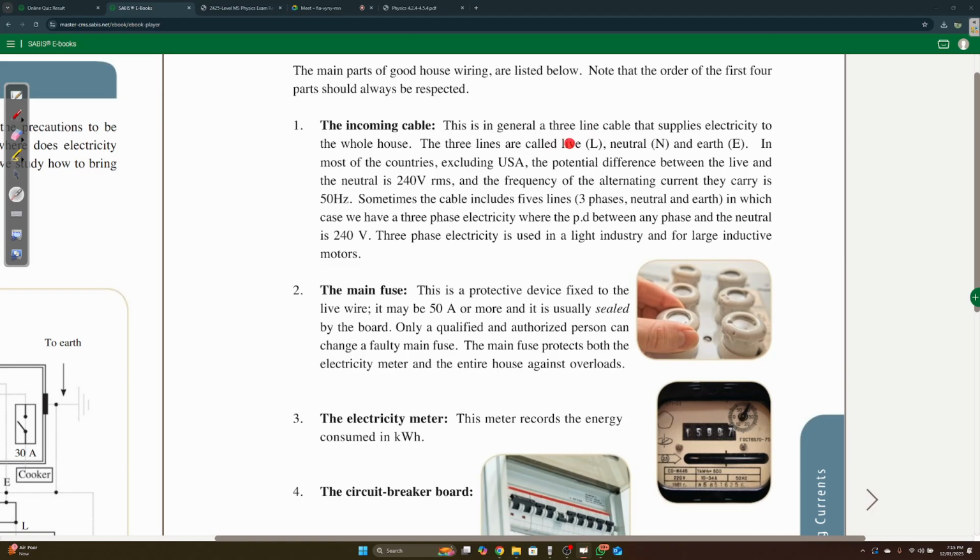It has three wires: the live, neutral, and earth. In most countries, the potential difference is 240 volts, except the USA, because they're always trying to be different, these Americans. The potential difference between the live and the neutral is 240 volts and the frequency is 50 hertz. That's the normal standard one. Sometimes the cable includes five lines, three phases, neutral and earth, in which case we have a three-phase electricity supply with a higher potential difference. Okay, that's boring.